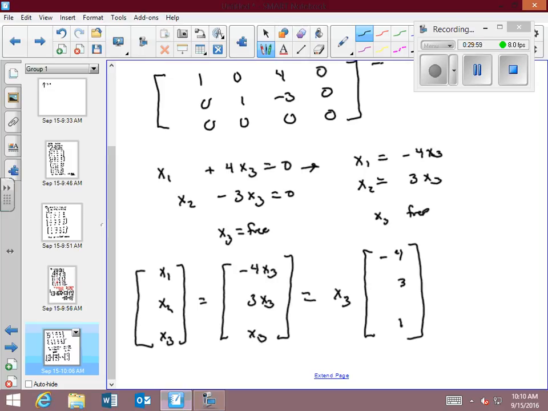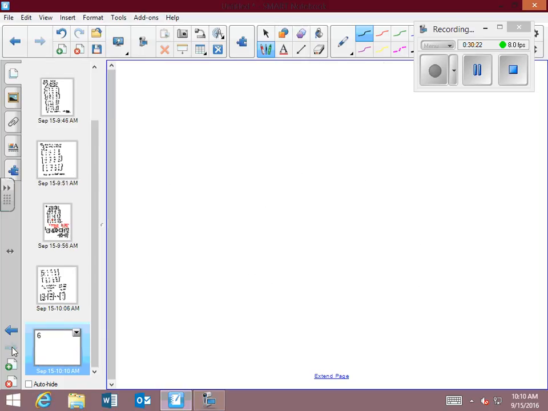Now, 7 through 14 says describe all solutions of Ax equals 0 in parametric vector form where A is row equivalent to the given matrix. 8.